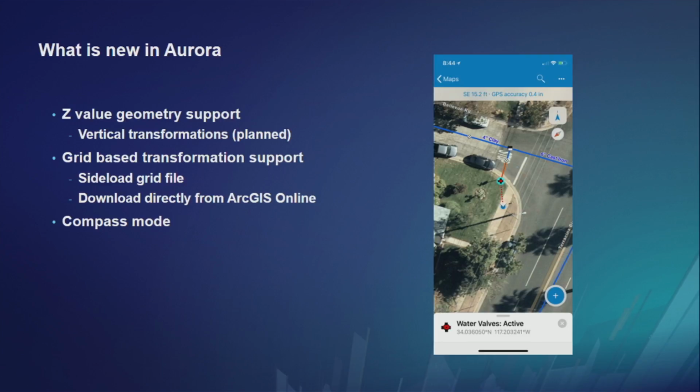And then we support two ways to deploy those grid files. One way is you can download directly from ArcGIS Online. Basically, when you configure the location profile, and then on the data transformation list, if they want grid-based transformation, we have cloud buttons for you to download it. Another option is you can silo those grid files into the iPad.